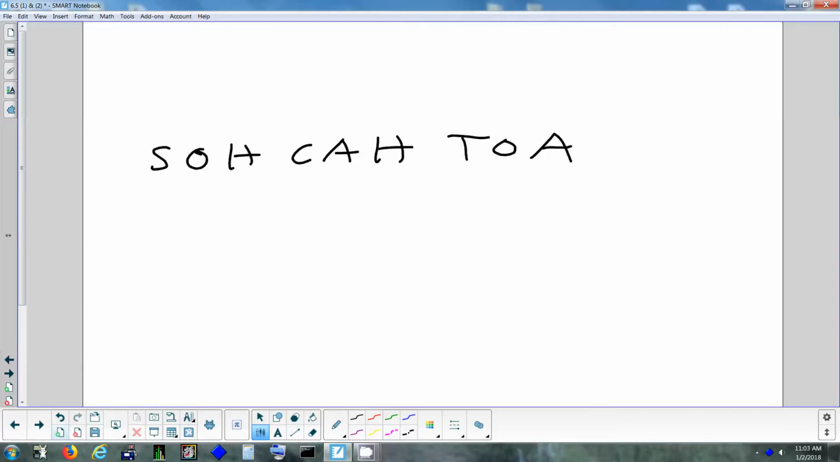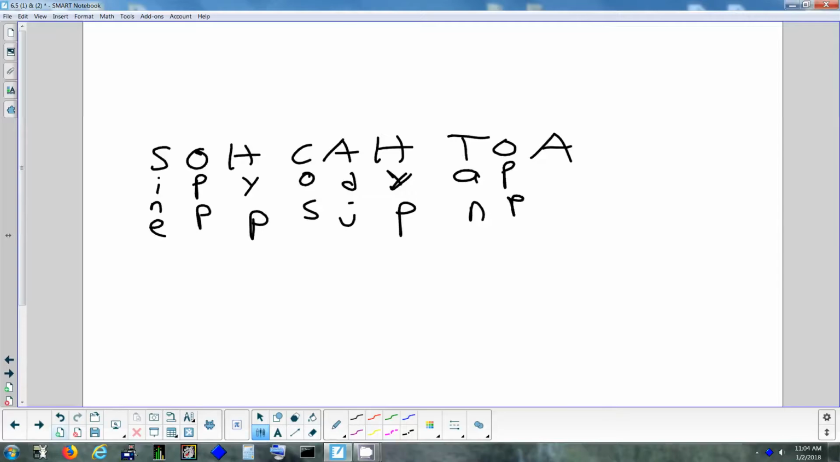How does that help you to remember it? Sine is opposite over hypotenuse. The sine is the opposite over the hypotenuse. Pretty much follows through, but the other one is cosine, adjacent over hypotenuse. Cosine would be adjacent over hypotenuse. And the last one? Tangent. Opposite over adjacent.